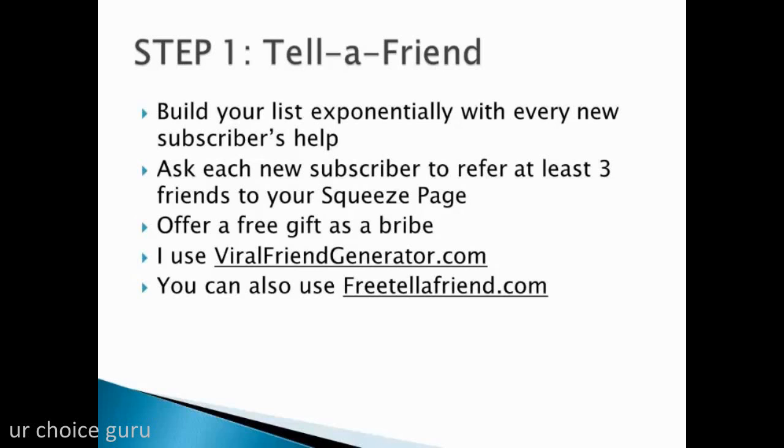There are 3 steps that happen in sequence as soon as the visitor enters his name and email address into your opt-in form. Now here's the step that happens as soon as the subscriber clicks the submit button, right after he enters his name and email address. He will be taken to the next page, the step 1 of 3 page, which is to tell his friends about your website.